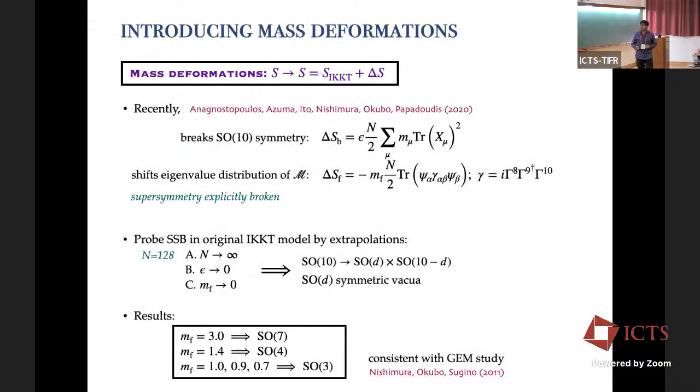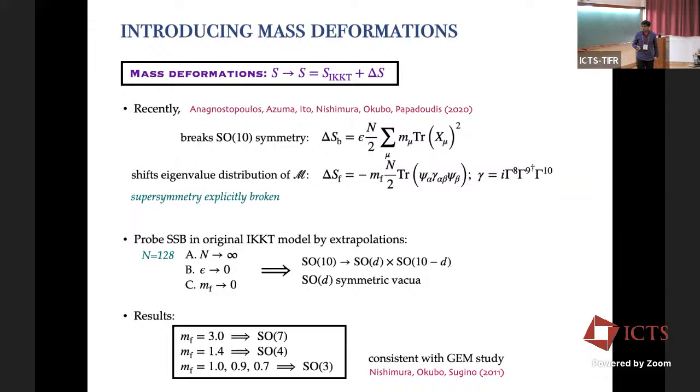In a recent study, the following deformation terms were taken, and they do indeed shift the eigenvalue distribution away from the zero modes and resolve the singular drift problem. Also, they break the SO10 rotational symmetry explicitly, as well as the supersymmetry in the model. So to probe spontaneous symmetry breaking in the IKKT model, since there are two deformation parameters, there is a need of taking a three-way extrapolation. The aim is that the SO10 rotational symmetry will be broken further to smaller subgroups, which can be realized as SOD symmetric vacua.